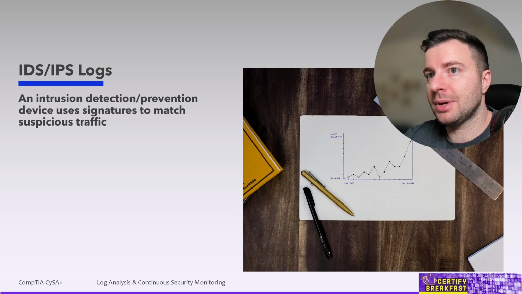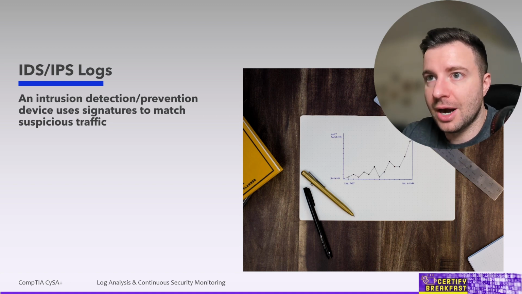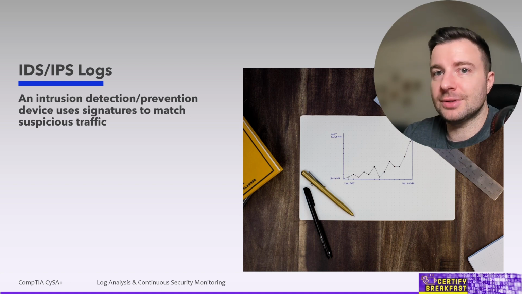So traffic matching based on rules is not a new thing. So how is this IPS IDS stuff any different from a firewall?